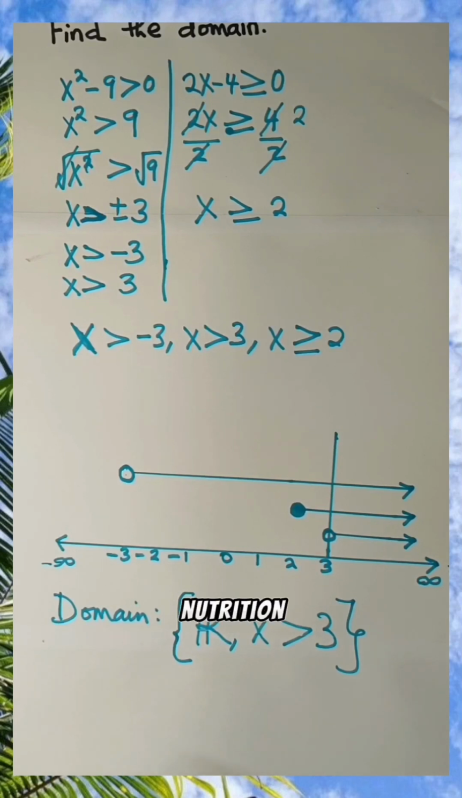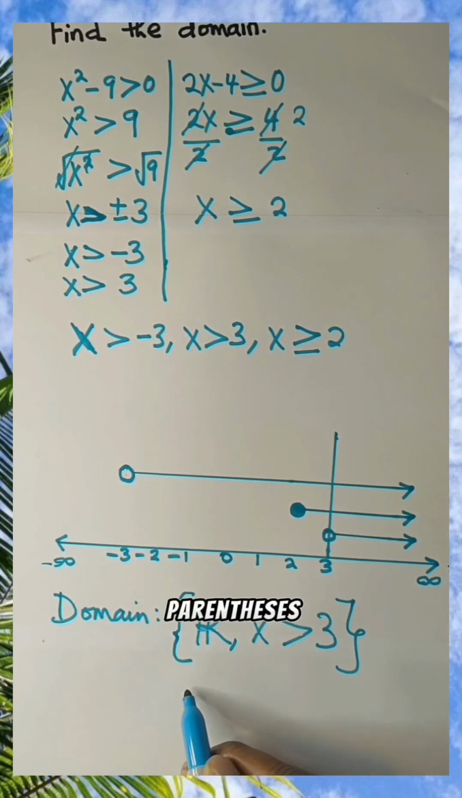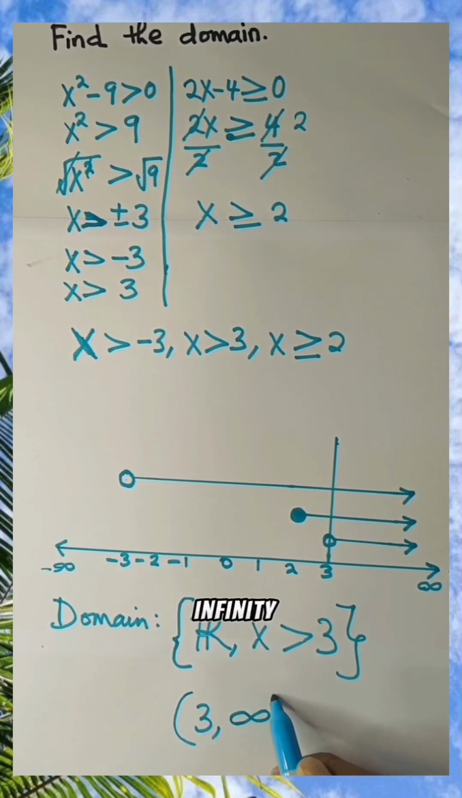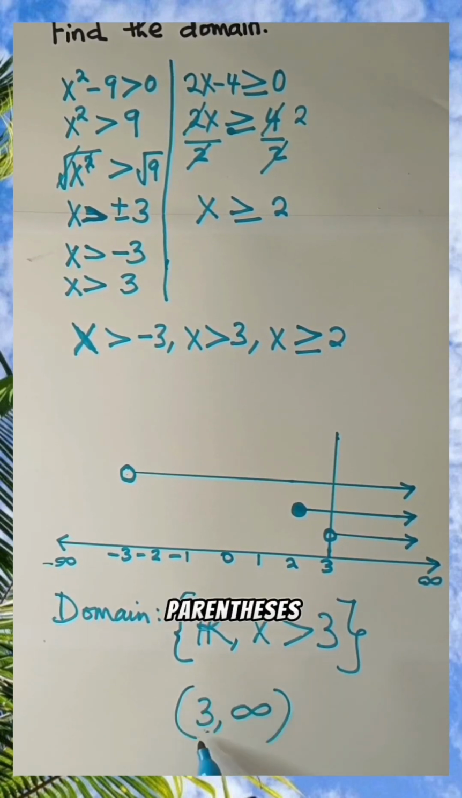If we use interval notation, we will have open parenthesis 3 to positive infinity. We use an open parenthesis because 3 is not included in the value of s, and we use parentheses for negative infinity and positive infinity. So this is the interval notation of the domain.